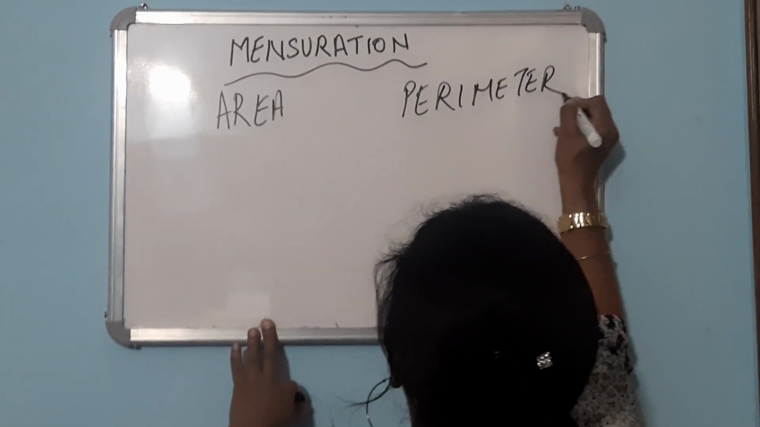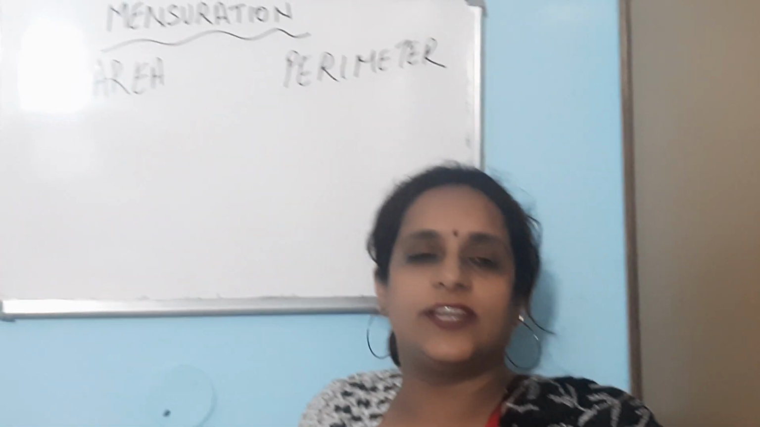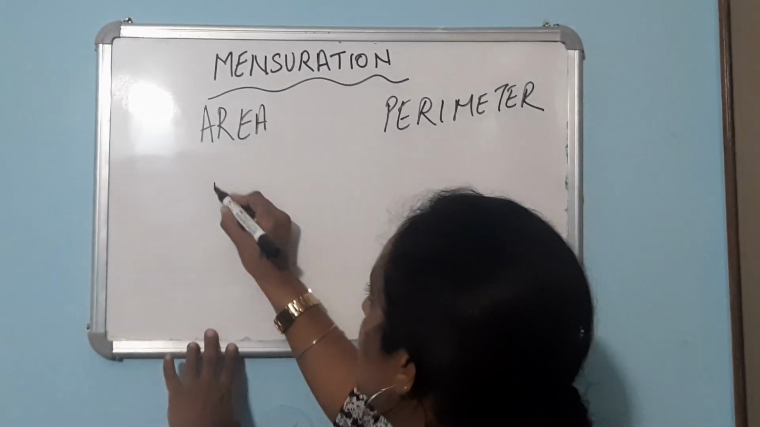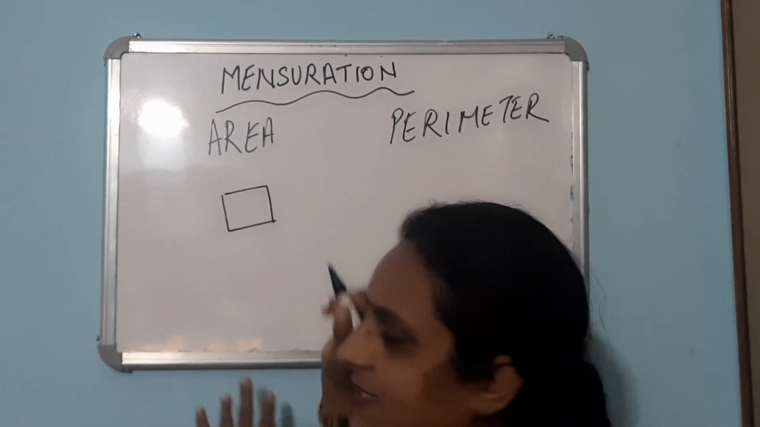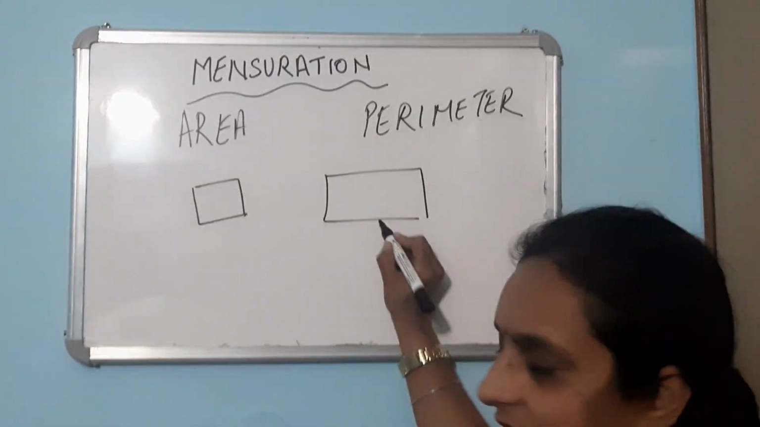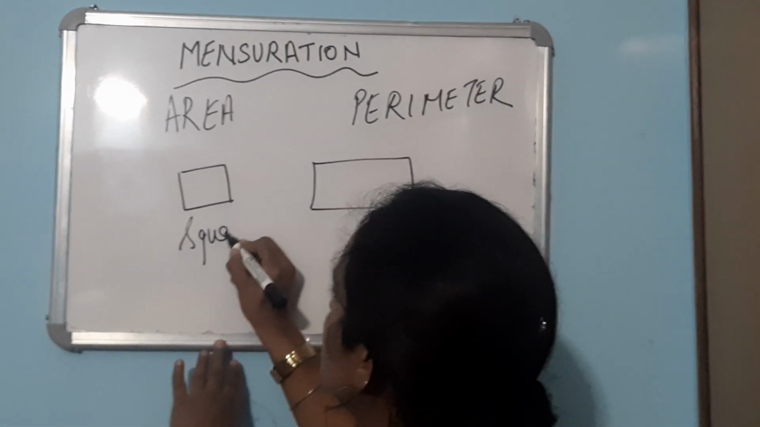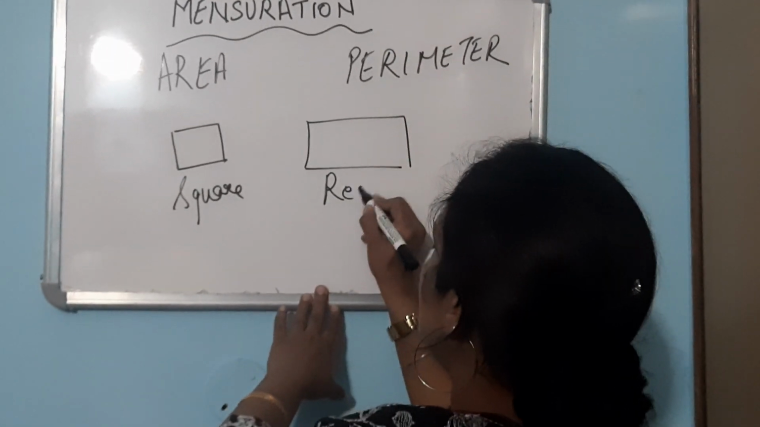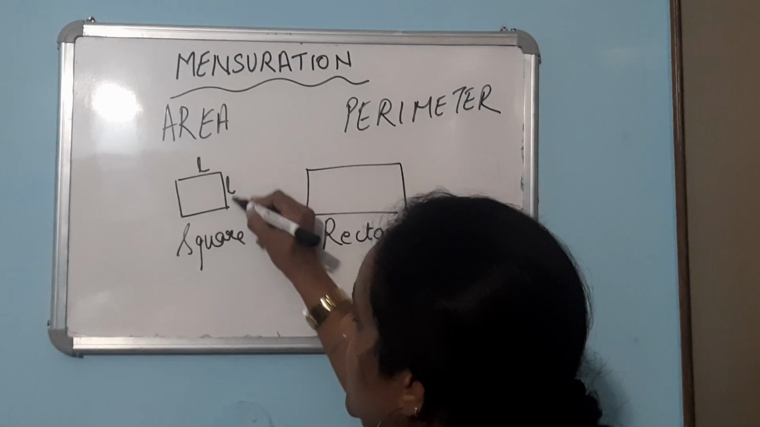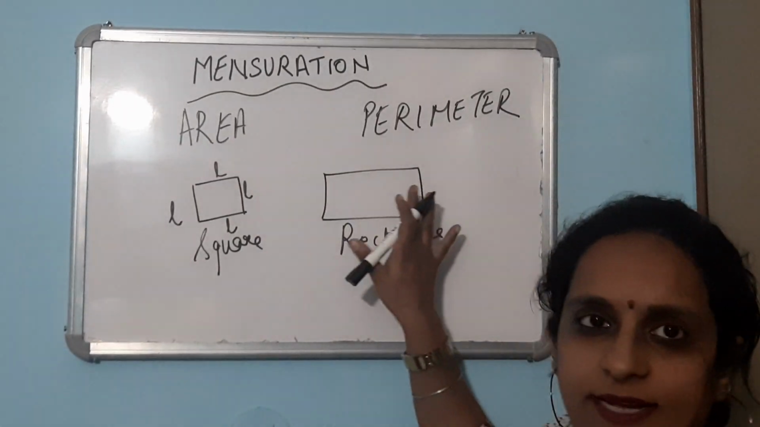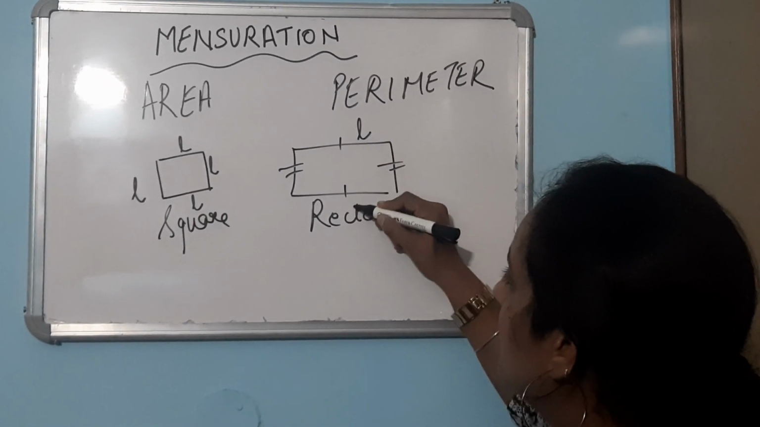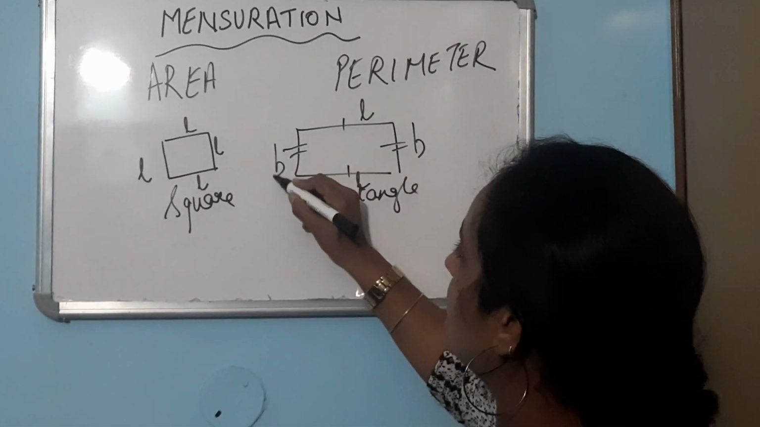We know what is a quadrilateral first of all. Yes, definitely we know it. A quadrilateral is a four-sided figure, be it a square whose all sides are equal, or be it a rectangle whose opposite sides are equal. Now this is a square and this is a rectangle. In this square, all sides are equal. In this rectangle, the opposite sides are equal. That is, this is L, this is L, this is breadth, and this is breadth.